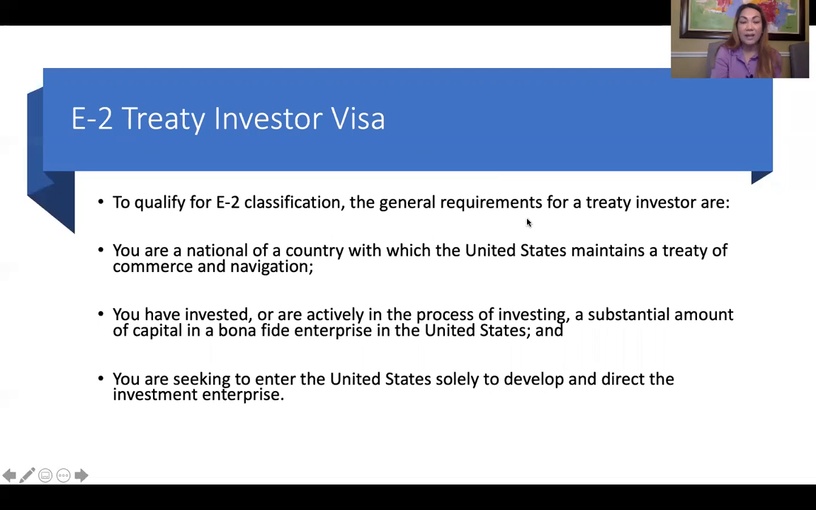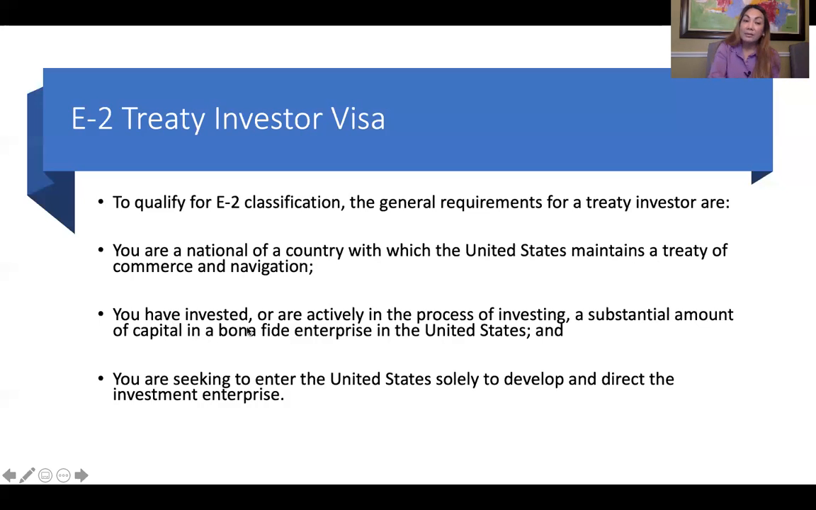To qualify, these are the general requirements. You must be a national of a country with which the U.S. maintains a treaty of commerce and navigation. The Philippines has a treaty of commerce and navigation with the United States. So Filipinos qualify as E-2 applicants because of that treaty. So we pass the first requirement.